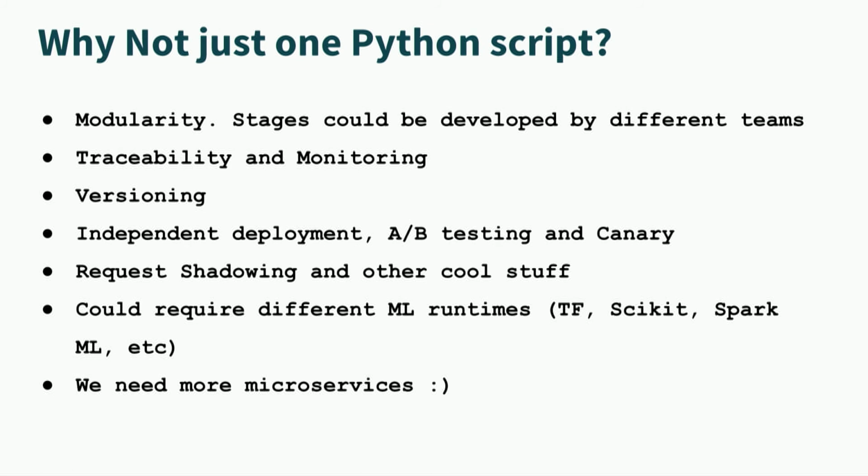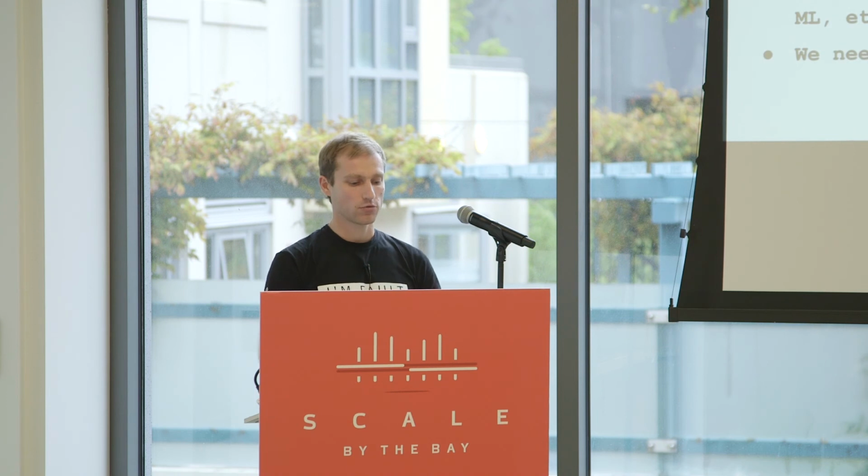So we need better versioning. We need to version every stage of our pipeline and track down the changes that are happening live. And of course, we want to take some cool stuff from the microservices world, like request shadowing, canary testing, and other stuff.